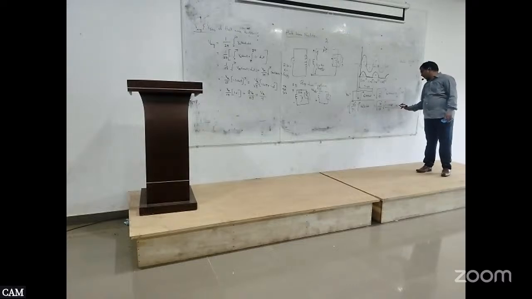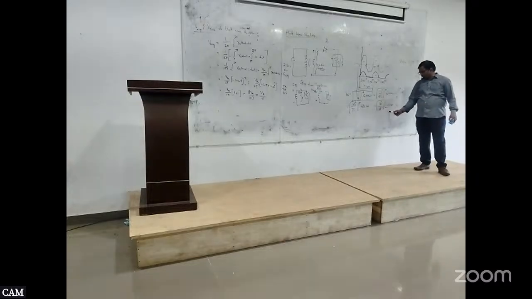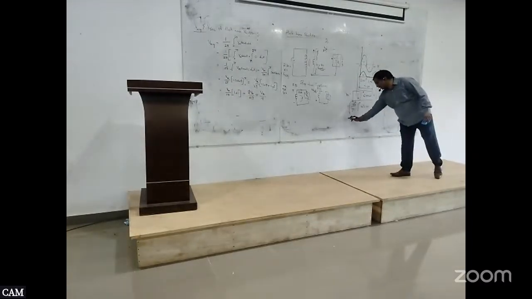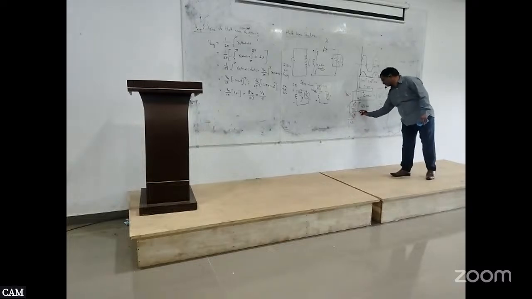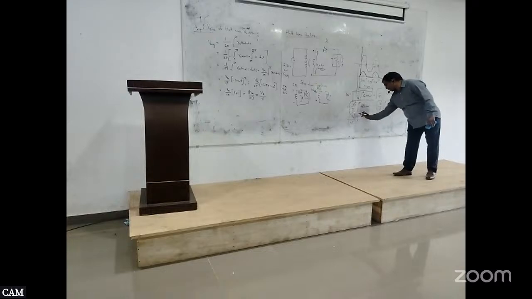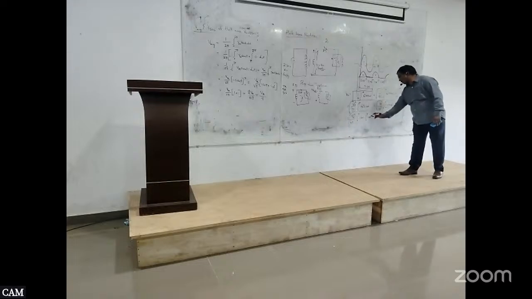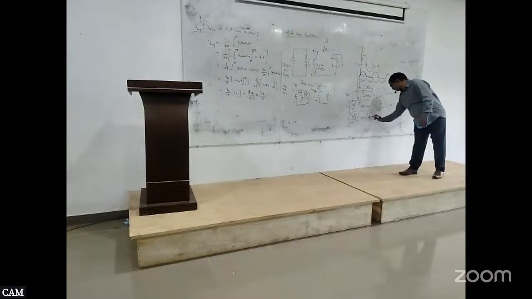Into d omega t. Here 1 by 2 is a constant, so we bring the constant outside. So it is nothing but Vm square by 4 pi under root, integral 0 to pi 1 d omega t, minus integral 0 to pi cos 2 omega t d omega t.